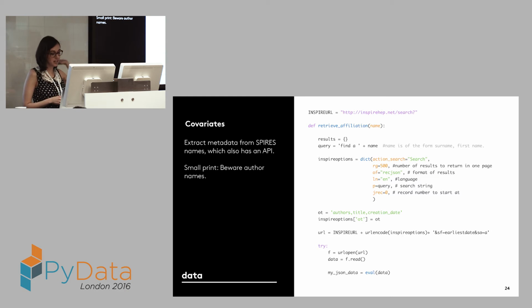And for that, there's the Spires portal, which also has an API. And you can get all the information for a given name. You can get their affiliations. You get the number of papers, their co-authors. So you can get a very, very rich set of data.